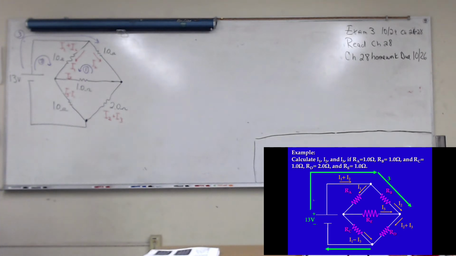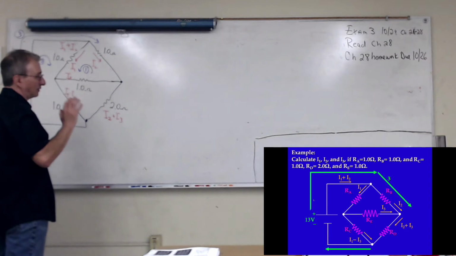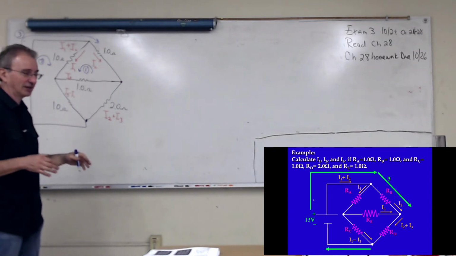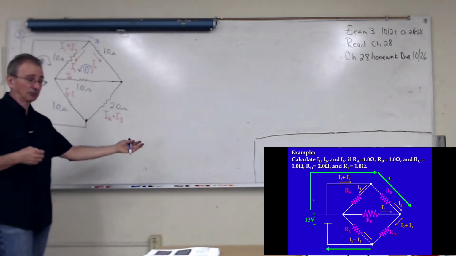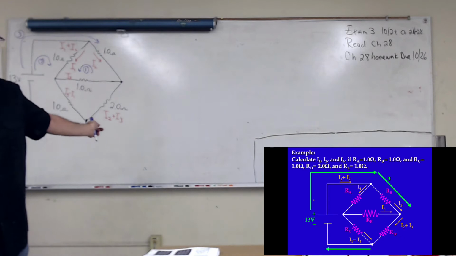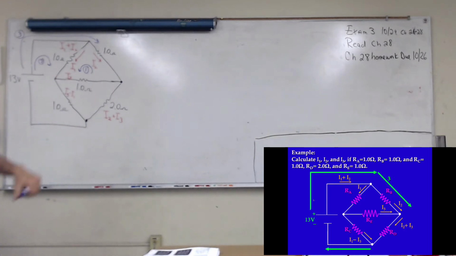And because I've applied the current rule right away, I'm in good shape. In the old days, they would just have you write 3 equations, and then also apply the loop rule. You would actually have 4 equations and 4 unknowns, but we don't have to do this now because I already applied the current rule. That's why I like doing it this way.